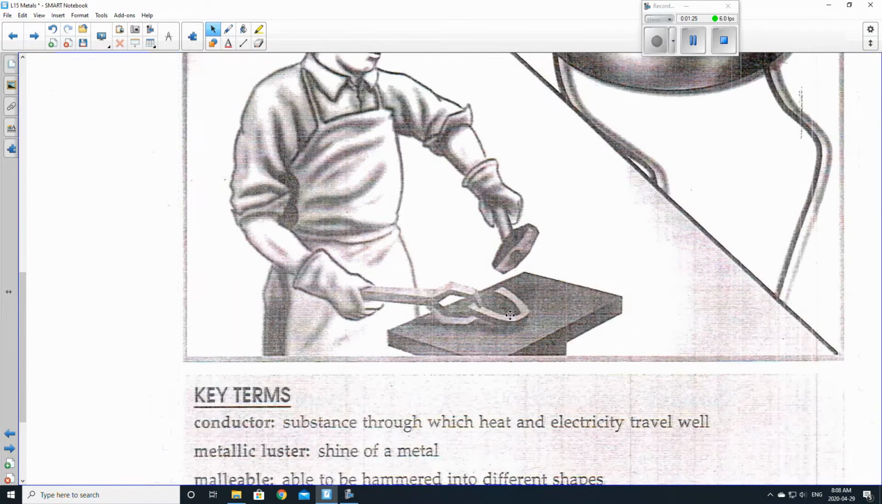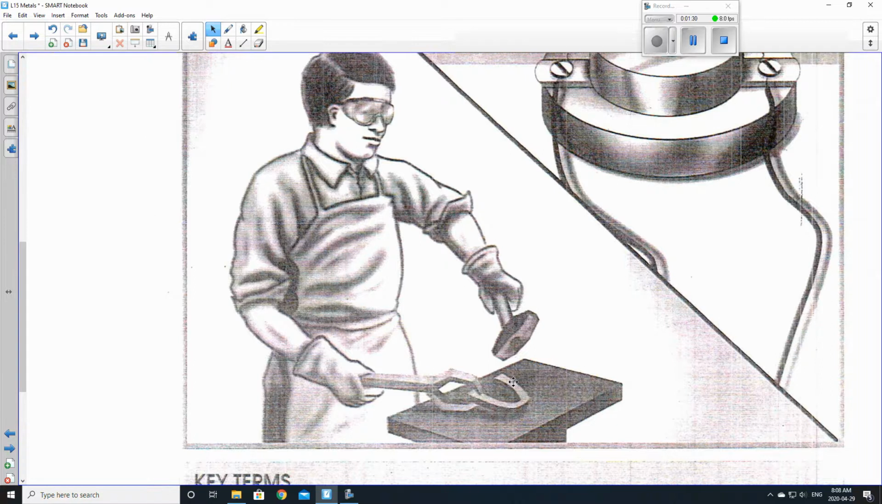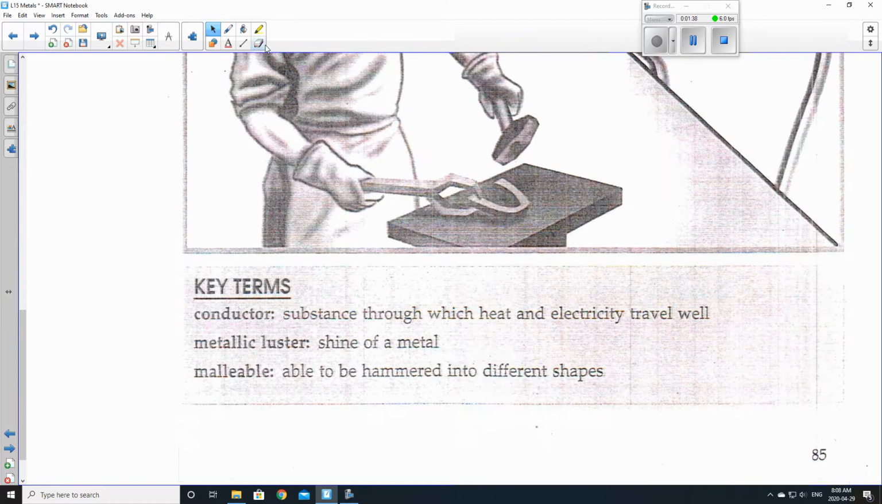Over here, this guy is forging something, so he's shaping a metal by hammering it, and this is called malleability. So there are some key words right here. At this point, you really want to pay attention to the little details we're talking about, because the stuff that you're learning is going to be on the quiz assignment, those multiple choice questions.